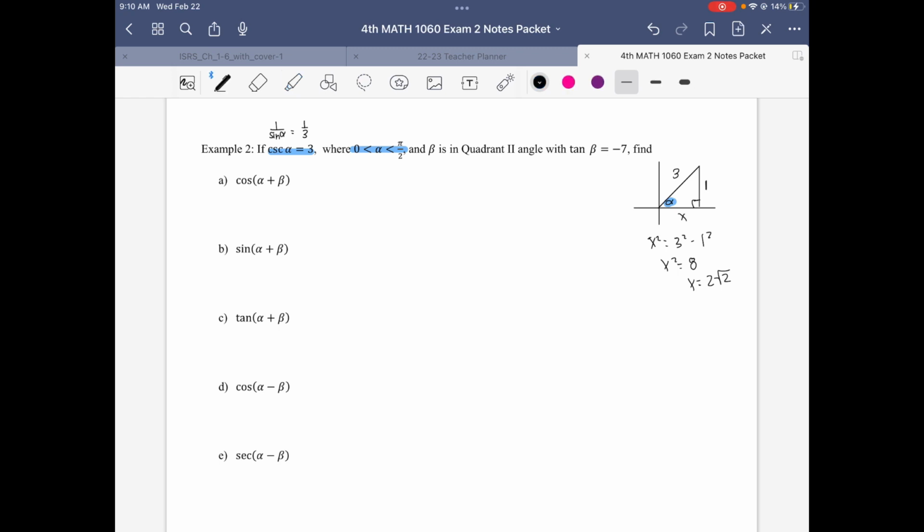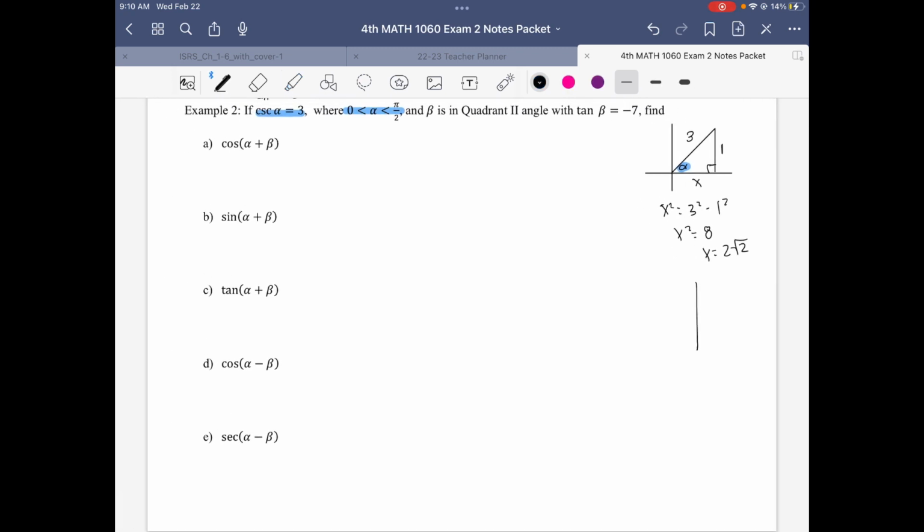Okay, so now we have to go down and figure out the other piece of what it's telling us. And this one is actually going to be in the second quadrant. So we're going to be on this other side here. So here's your triangle that we're working with.